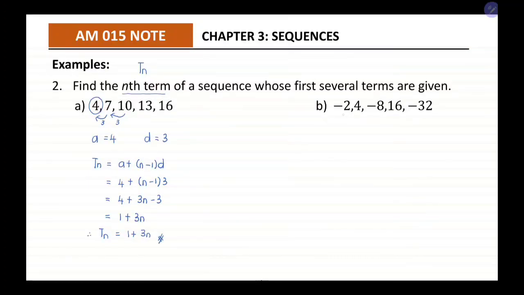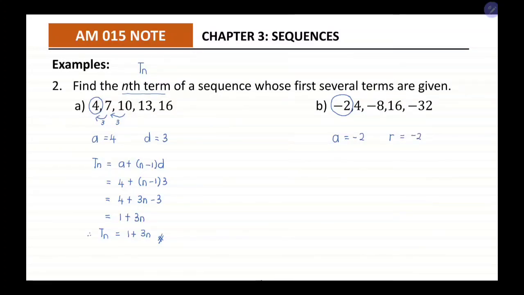Question B. Given sequence negative 2, 4, negative 8, 16 and negative 32. From this sequence, our first term is negative 2, the first number of the sequence. Okay, then we check geometric or arithmetic. So we conclude this one is geometric. r equals negative 2.